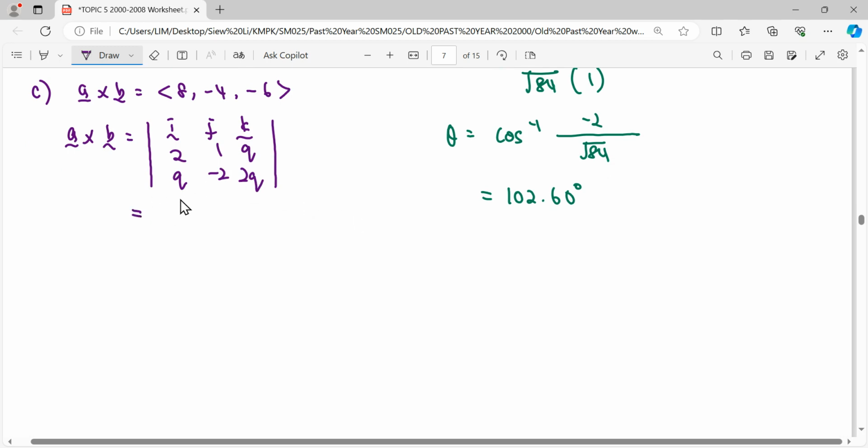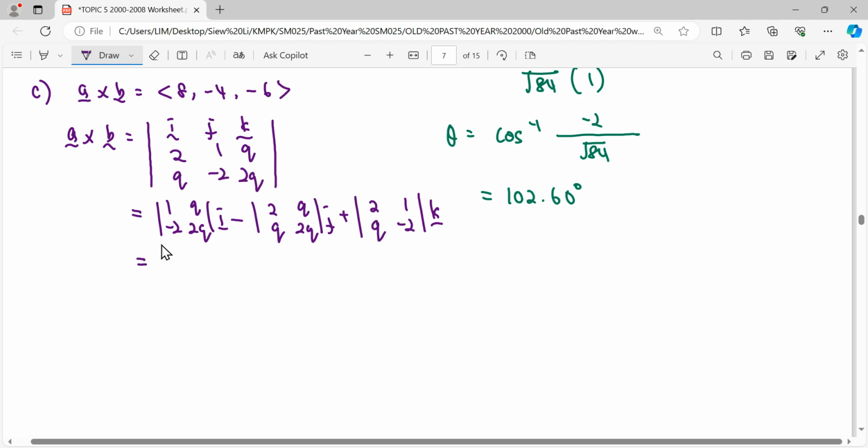So simplify this 3 by 3 determinant, it will be plus i, minus j, and plus k. The minor is obtained by eliminating the first row and first column, so the remaining elements are 1, Q, -2, 2Q. Then Q and 2Q go to the second minor, 1, -2 to the third minor. Then vertically here we can see this is 2Q, 2Q. So simplify this minor, it will be AD minus BC. So 2Q minus negative 2Q, it will be plus.